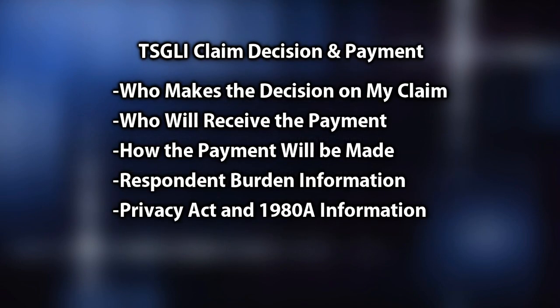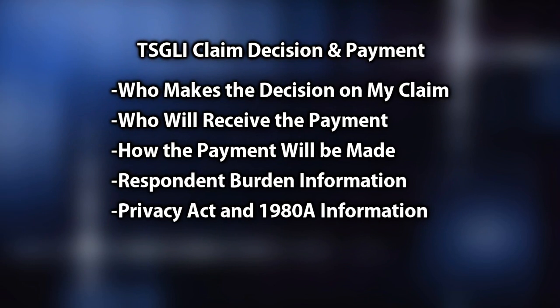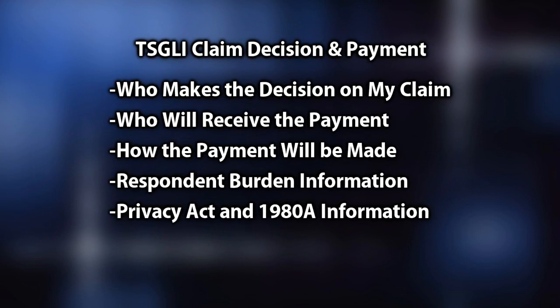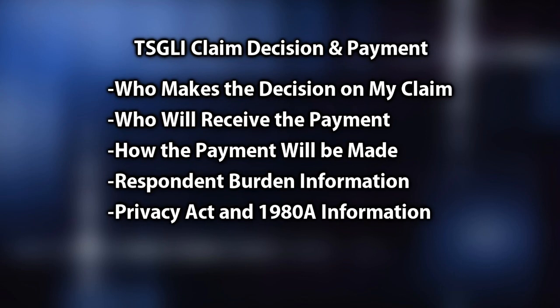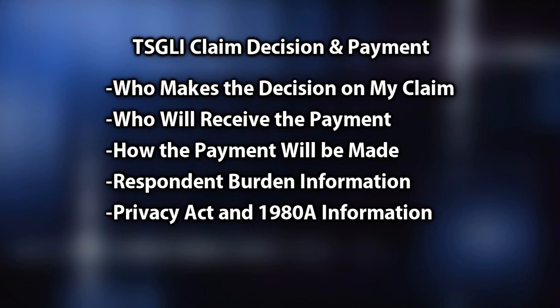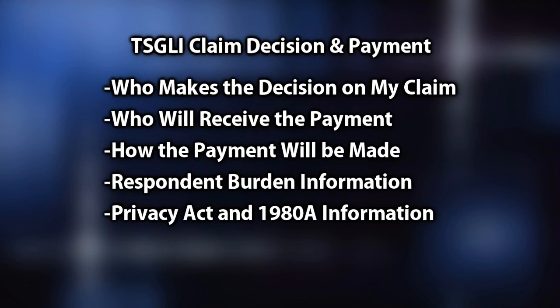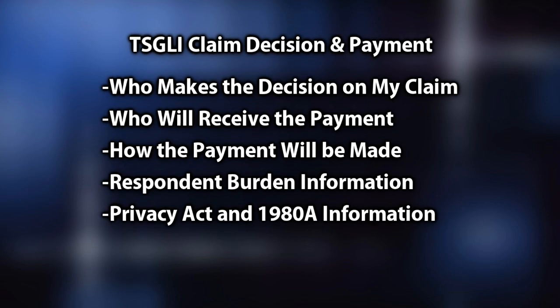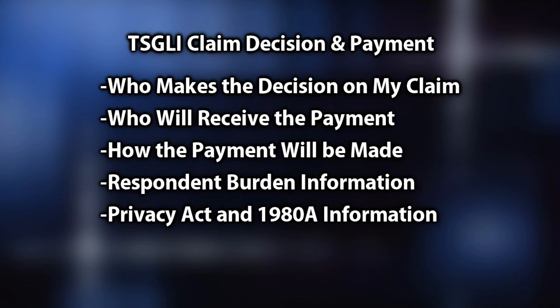Page 2 also goes in depth on claim decision and payment, such as who makes the decision on my claim, who will receive the TSGLI payment, and how the TSGLI payment will be made. It also lists the respondent burden information, the Privacy Act notice, and 1980A information.